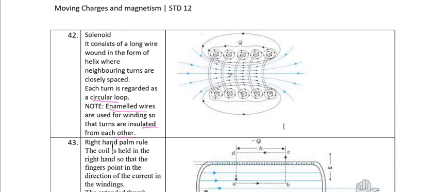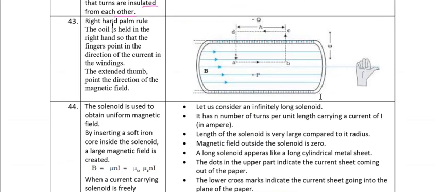Then right hand palm rule. Right hand palm rule means when a coil is held in the right hand, assuming that we are holding the coil with the right hand like this. Okay, are you able to see the thumb? So the extended thumb points in the direction of the magnetic field. Do you understand? This indicates the magnetic field. This is the extension. This is the magnetic field.